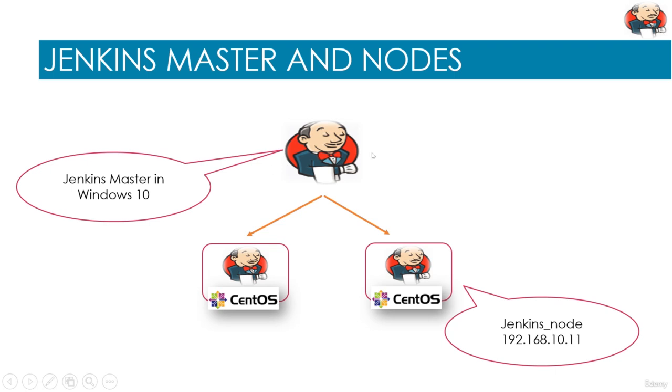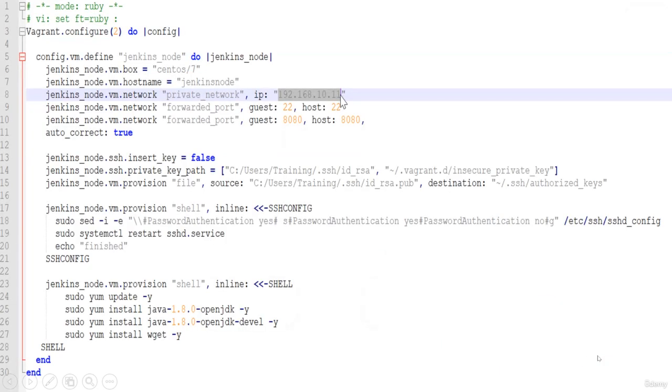As of now, Jenkins is running on my Windows 10 system, and I'm provisioning CentOS on the same Windows 10 machine just to create one node, and that node's IP address is 192.168.10.11. This is the configuration file I'm using, configured in Vagrant, and if you are not aware of it, just follow the Vagrant sections on how to provision a server. I'll quickly recap it.